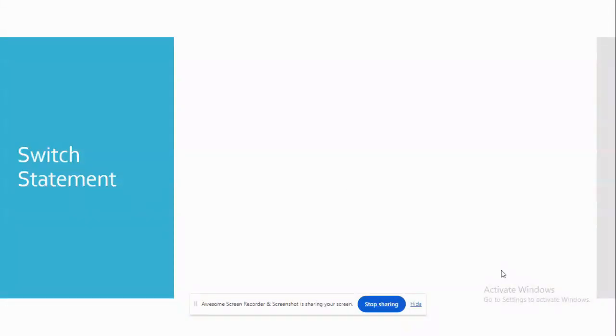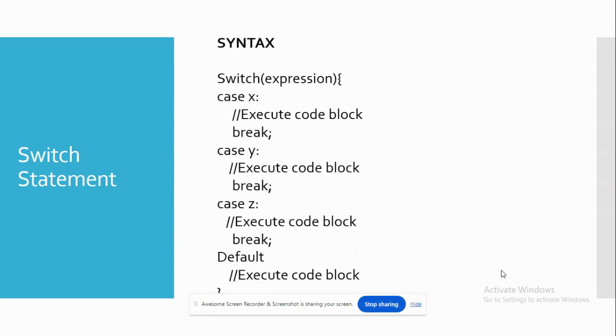Then the switch statement, which is like an alternative to the else if statement. For the syntax of the switch statement, we have various cases to be evaluated, the block of code to be executed, and the break keyword that takes you out of a particular case. So this is the syntax of the switch statement. Remember that at the end of the switch statement, we always have a default case.